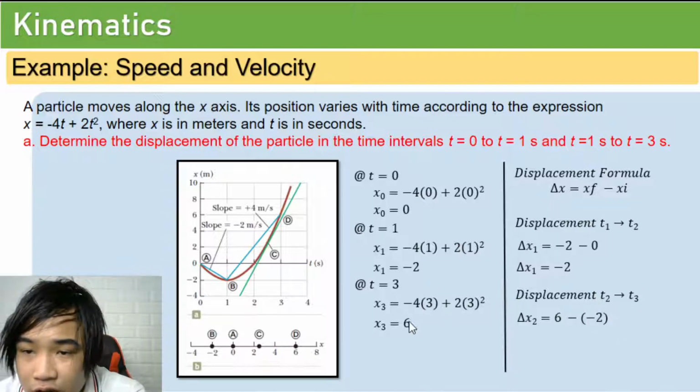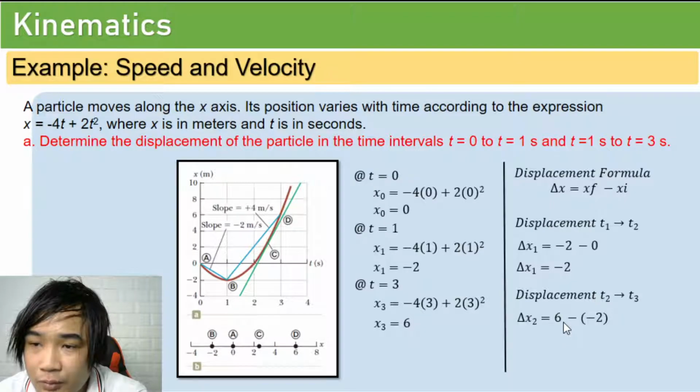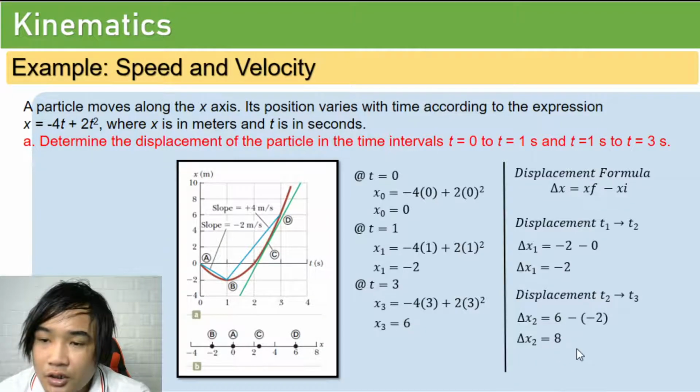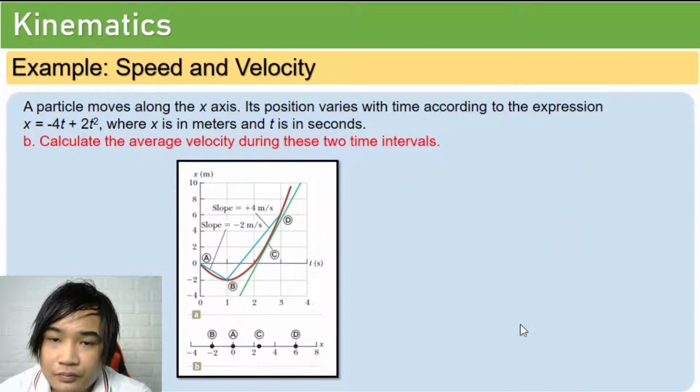Time 3 natin is, position niya is 6. So, 6 minus yung final position minus initial. Yung initial niya is negative 2. Therefore, yung displacement niya is 8 meters.